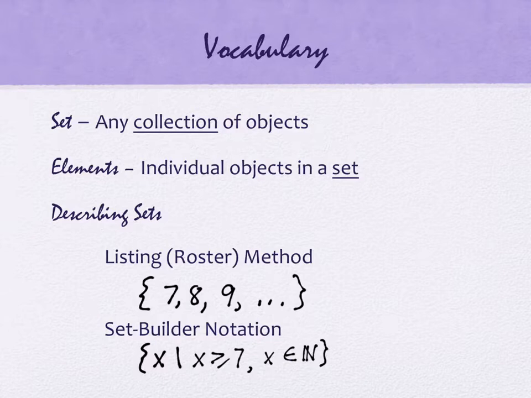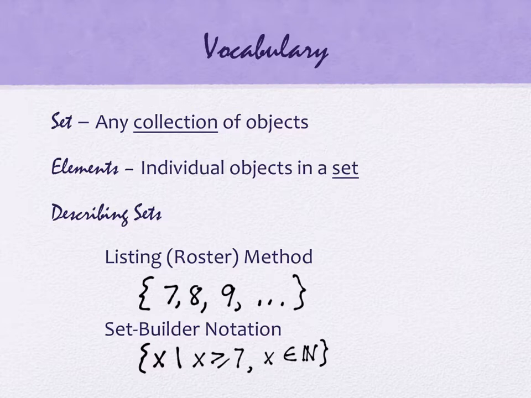So I know a lot of those are symbols that we haven't talked about or haven't talked about recently. So let me remind you what they are. This vertical bar, we read this word as such that. So these are all the X's such that. I think this probably is okay, right? X is greater than or equal to 7.